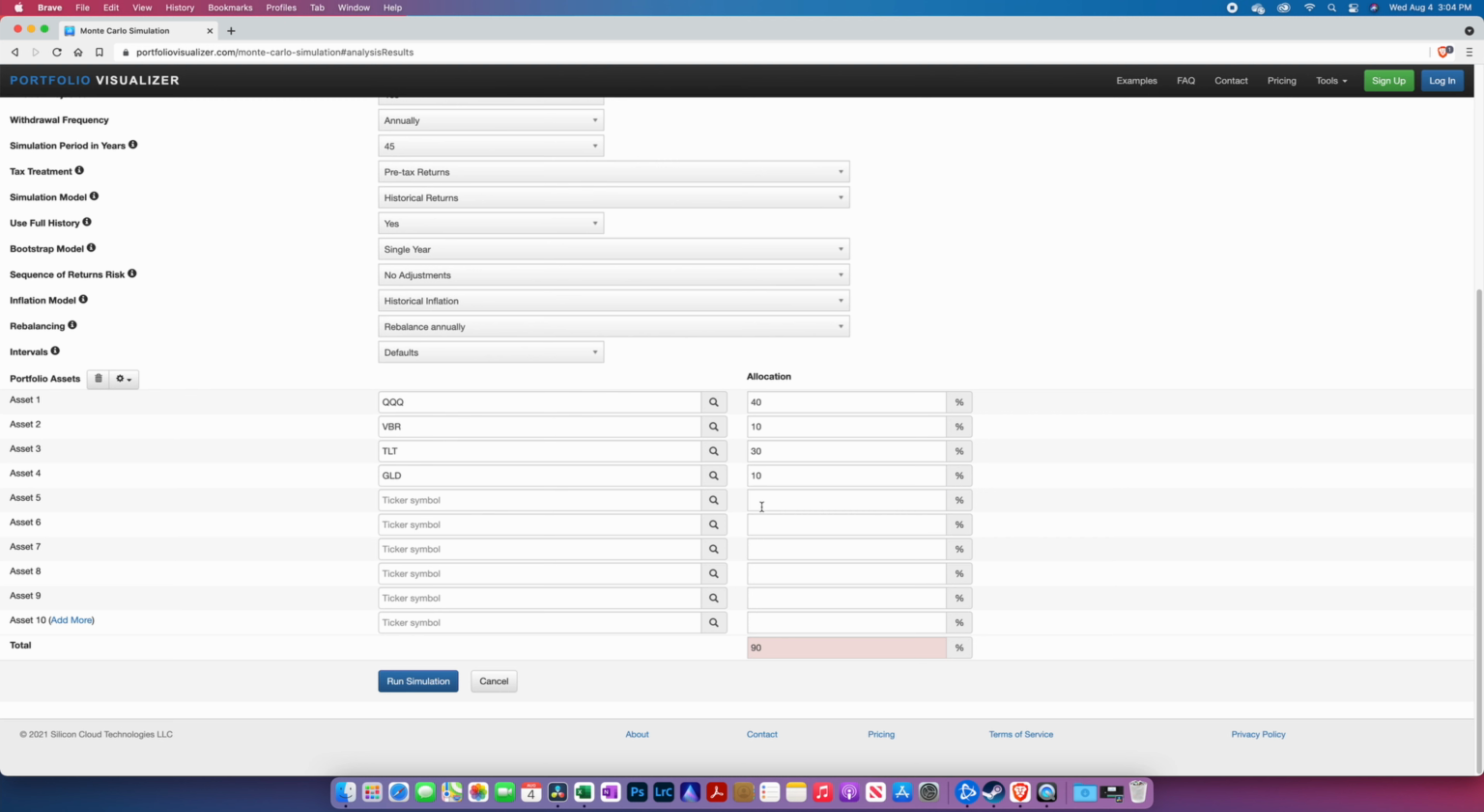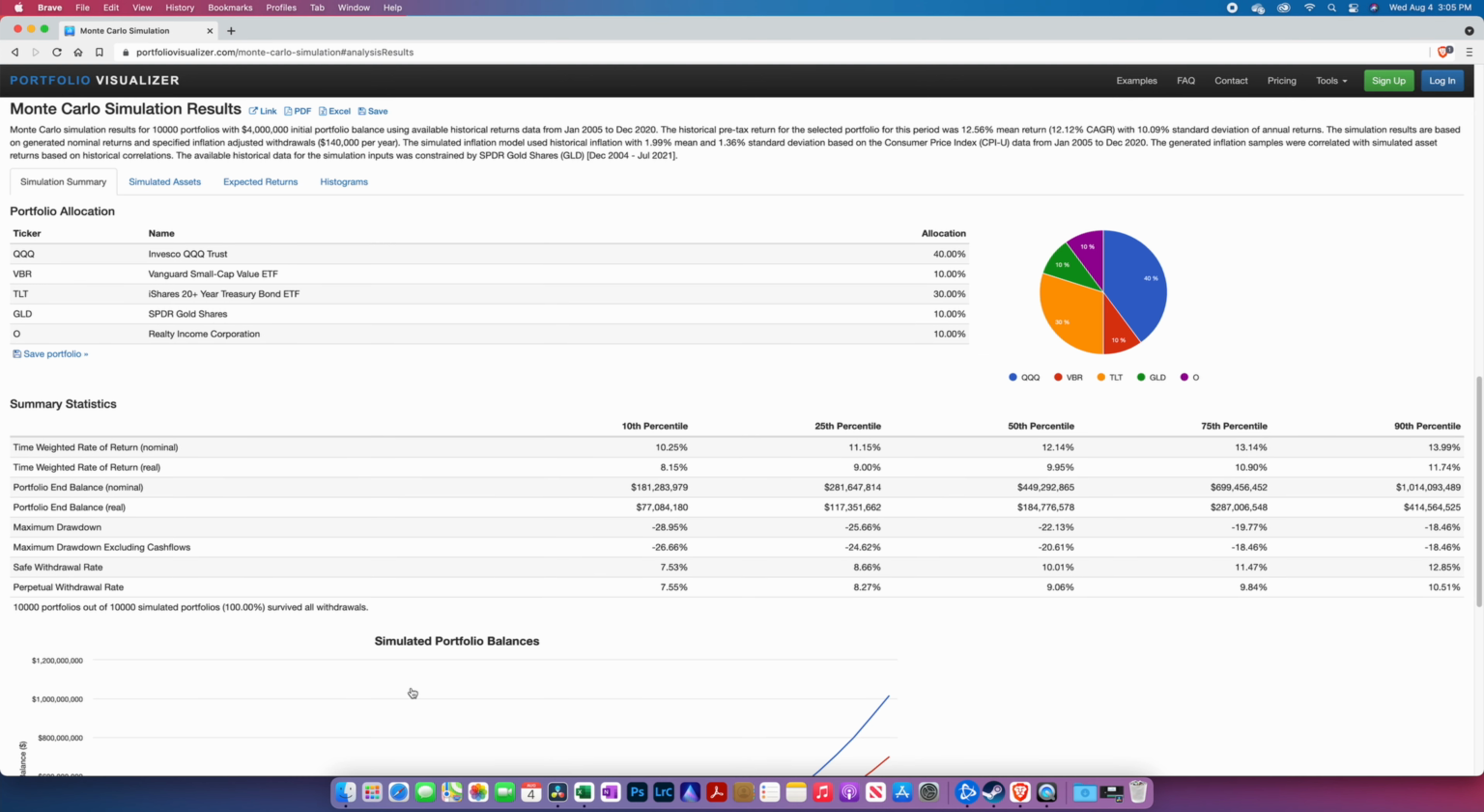And as we fill this in, you'll see that the total is adding up. And when you get to 100, you can run your simulation. The last one I'm going to do is a REIT. And this REIT happens to be a stock by itself. It's not a fund. It's just O, which is Realty Income Corp. And we'll put the last 10% there as well. Once we have 100 in the total, we can click Run Simulation and see what happens over 40 years.